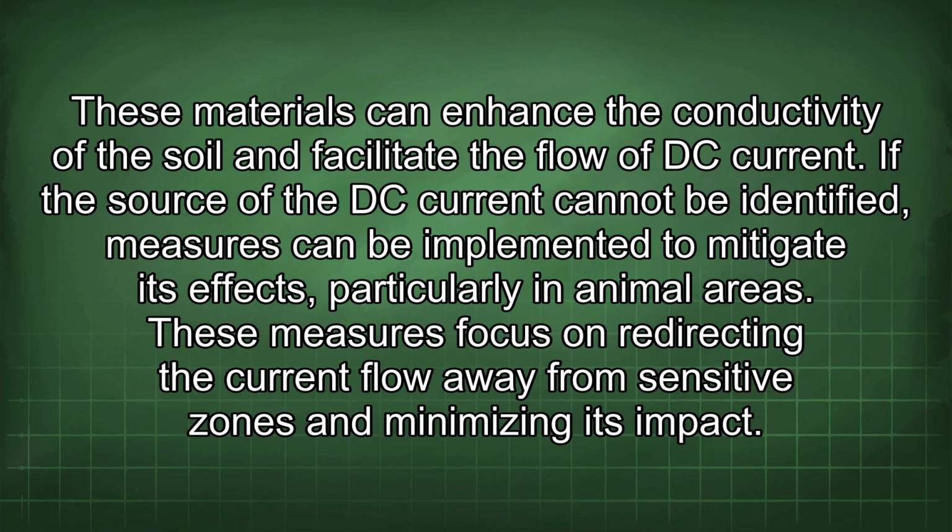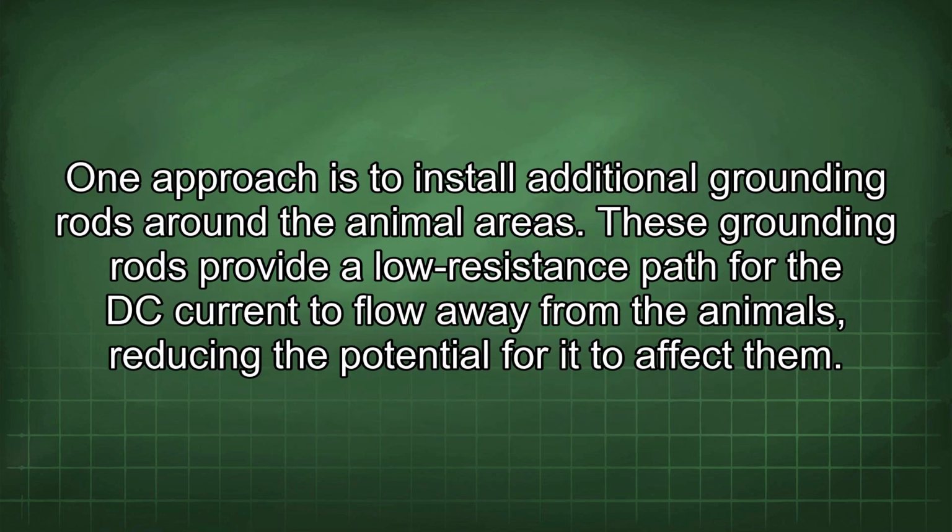If the source of the DC current cannot be identified, measures can be implemented to mitigate its effects, particularly in animal areas. These measures focus on redirecting the current flow away from sensitive zones and minimizing its impact. One approach is to install additional grounding rods around the animal areas. These grounding rods provide a low resistance path for the DC current to flow away from the animals, reducing the potential for it to affect them.